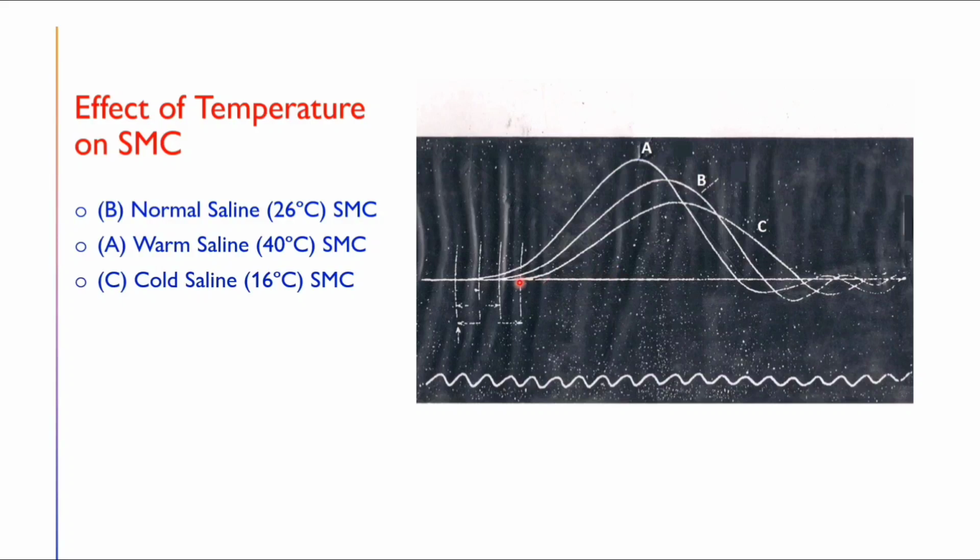The second thing you can immediately see is the latent period. C has the longest latent period. This one is the latent period of C. This one is the latent period of B. And this one, the shortest one, is the latent period of A. That means as the temperature increases, the tissue also responds faster. The skeletal muscle is responding faster to the stimuli. So these two are the immediate findings: shortening of the latent period and increase in the force of contraction. Why is this happening?